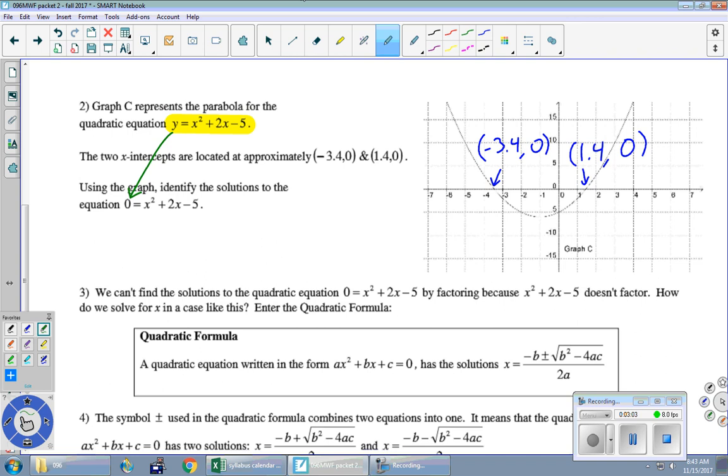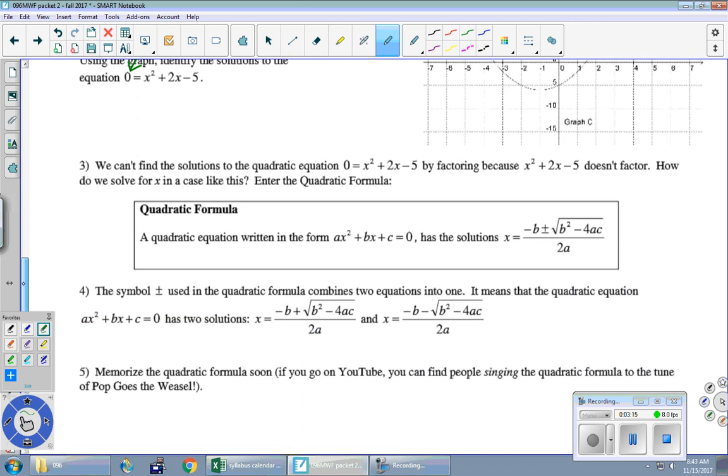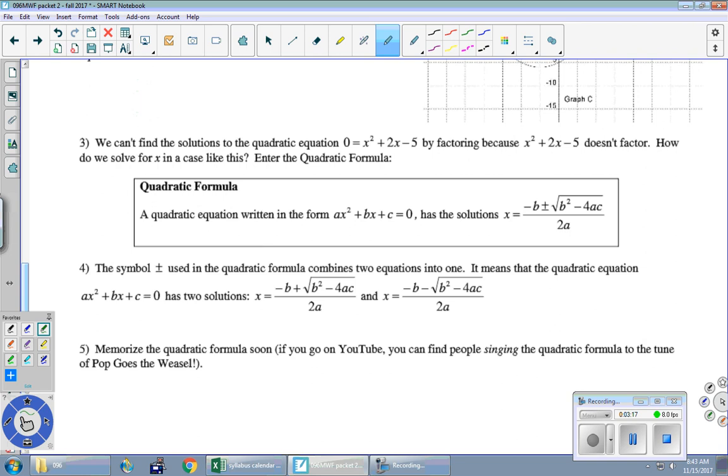So how are we supposed to find these numbers? I mean, this equation has 2 solutions, and the solutions are roughly 1.4 and negative 3.4. But how are we going to get them if the thing doesn't factor? So we need a new tool, and that tool is right here in the box. It is called the quadratic formula. It says a quadratic equation written in the form ax squared plus bx plus c equals 0, where a, b, and c are just numbers, has the solutions x equals that beautiful formula right there.